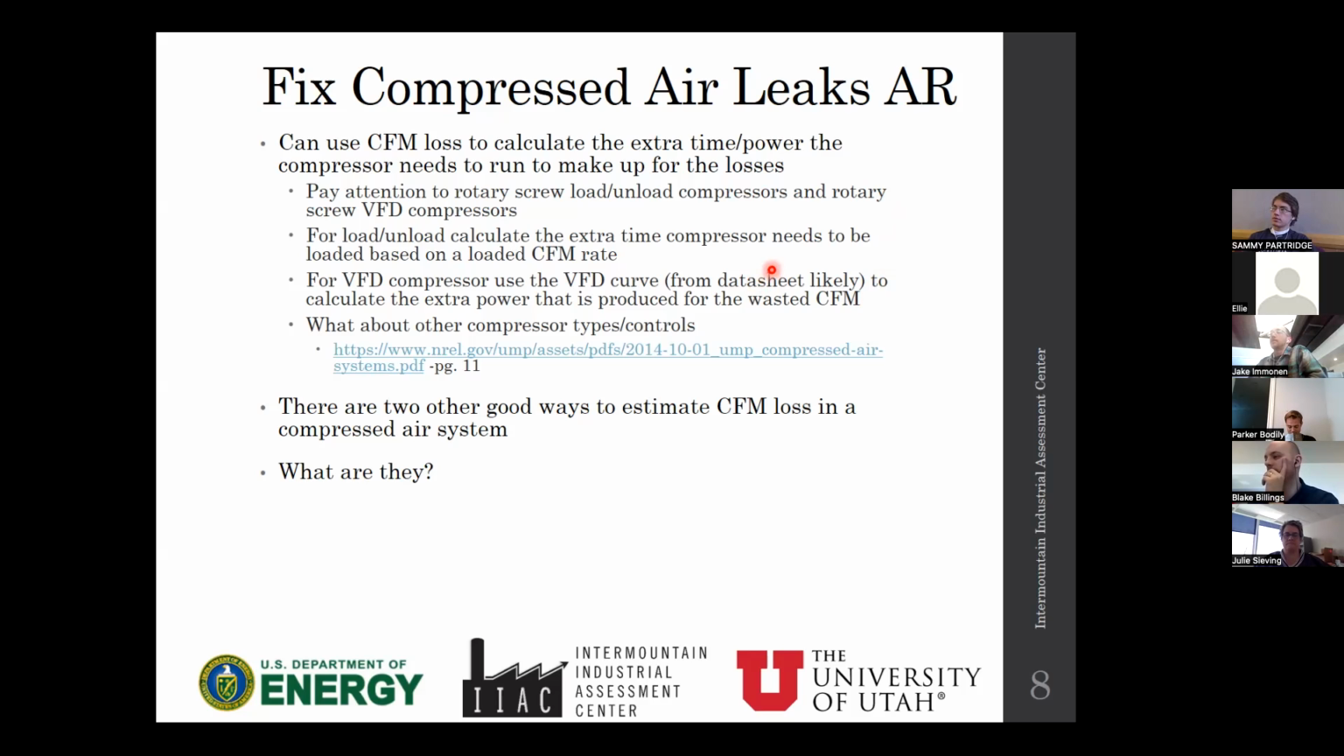And then you can calculate the energy use from that by multiplying by the total hours that the compressor runs in a year.